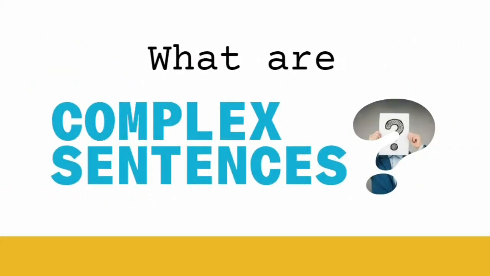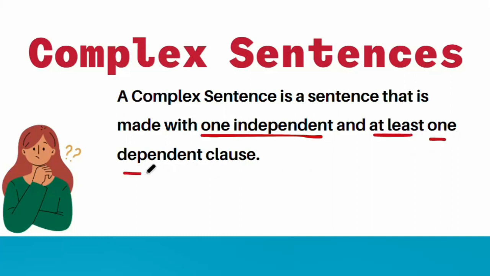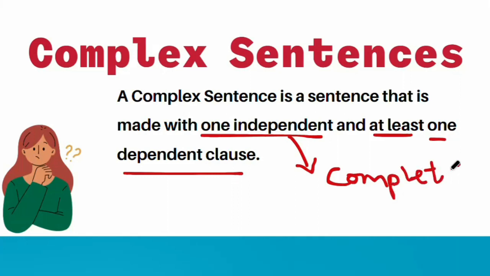Alright, so let's first learn about what complex sentences are. Complex sentences are one of the types of English sentences where you need to have one independent and at least one dependent clause. An independent clause is a complete sentence and carries a complete thought. For example, my name is Hera. This is an independent clause, it's a complete sentence.